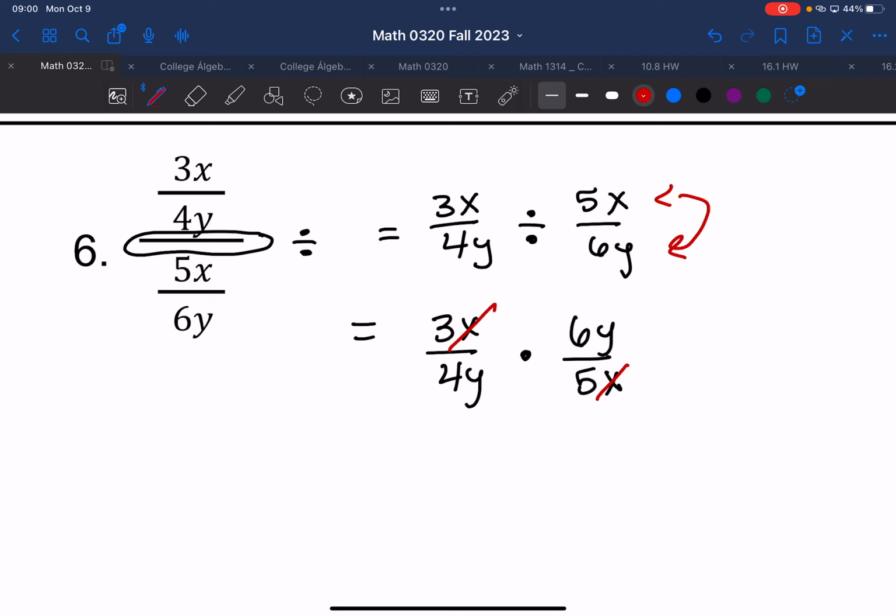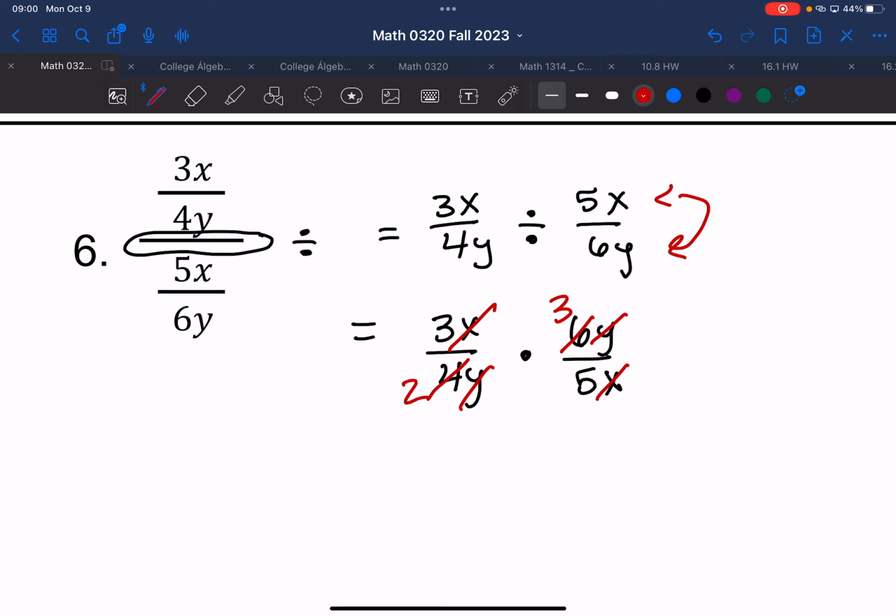Okay, and then the other diagonal, what can cancel out? The y's. And anything else? The numbers can be reduced to what? 2 and 3. If we divide both of them by 2, this 6 becomes a 3, this 4 becomes a 2.